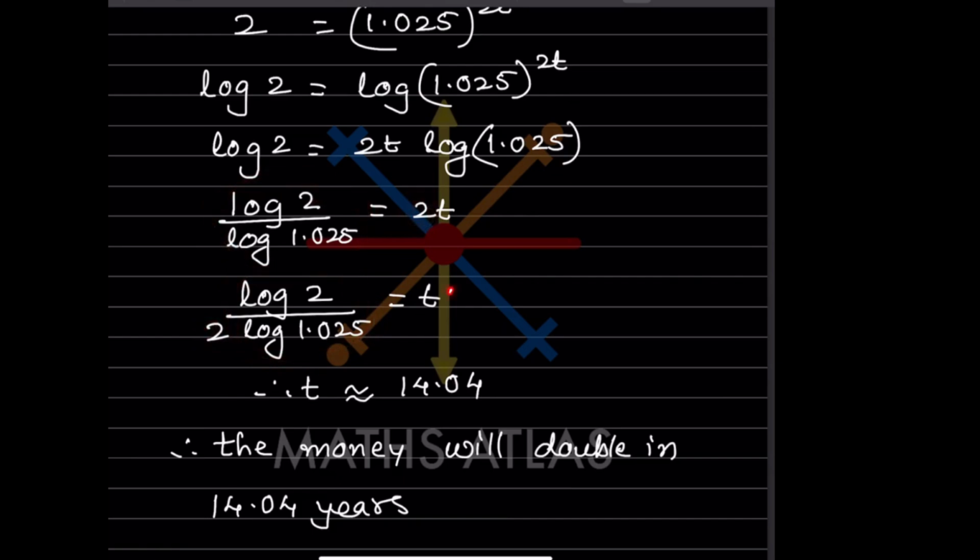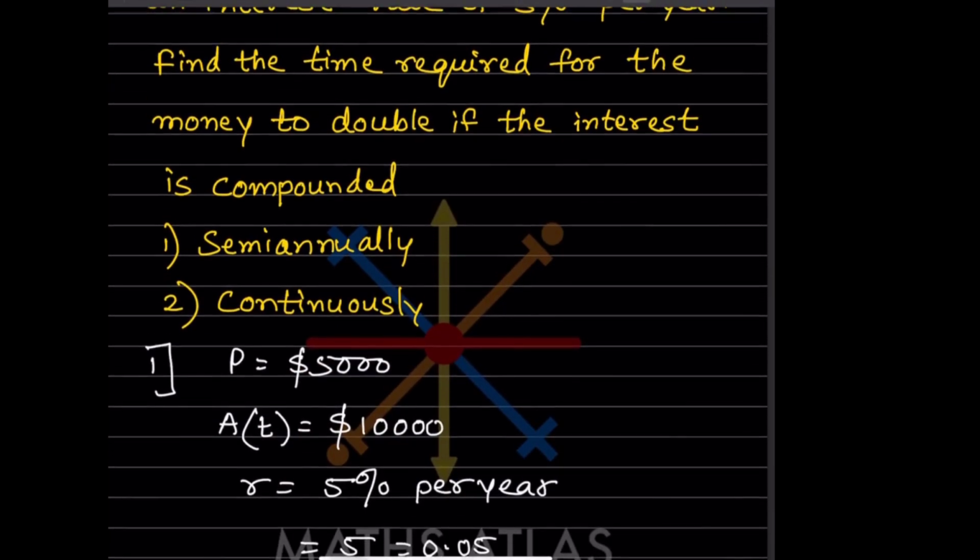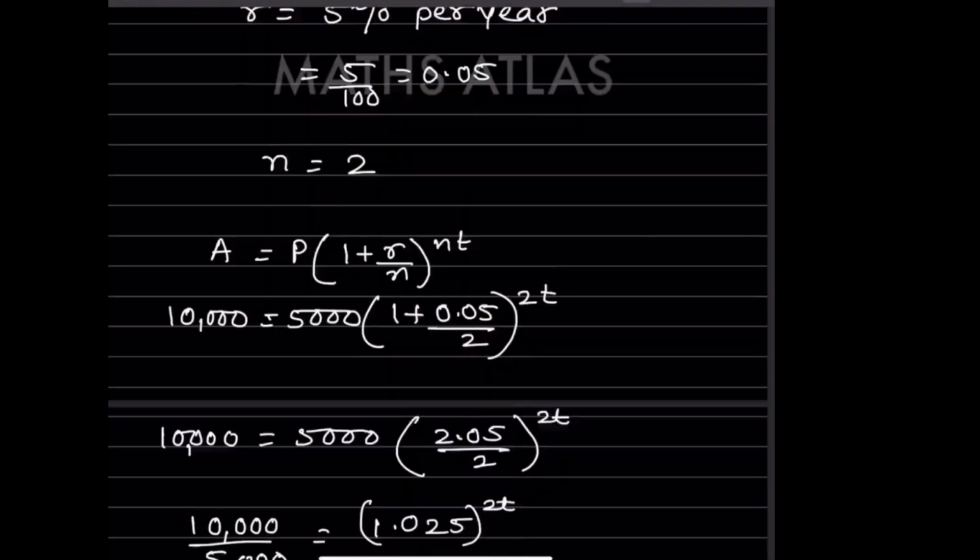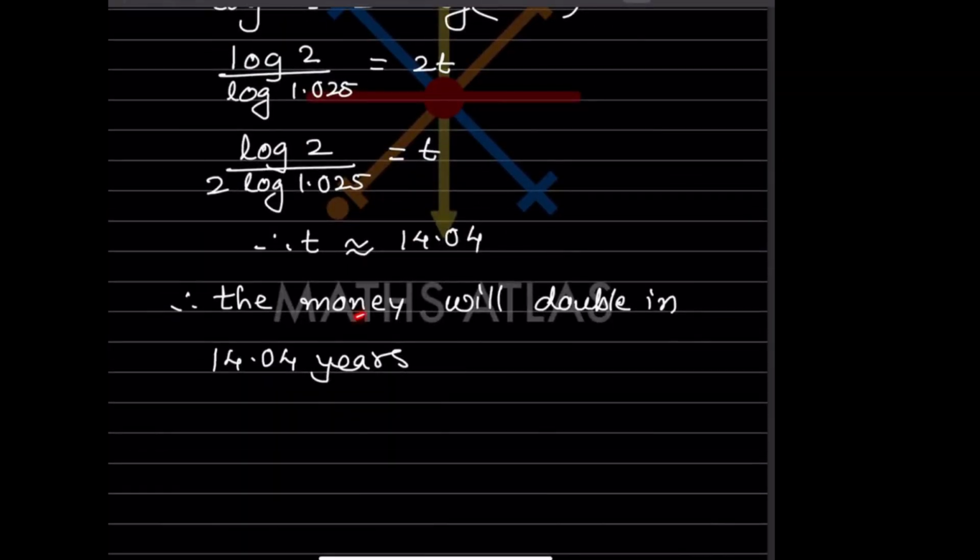So now you just calculate with the others. You can use a calculator over here and just put in the values. So what you get is t is approximately 14.04. So what did they ask here? Find the time required for the money to double. So the money will double in 14.04 years.